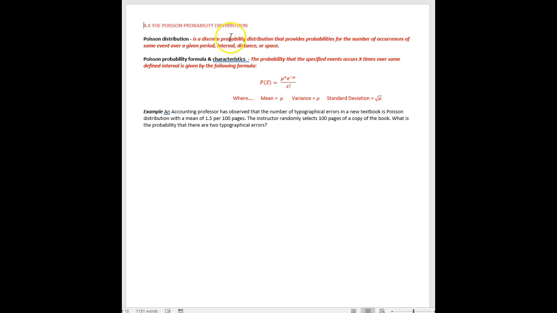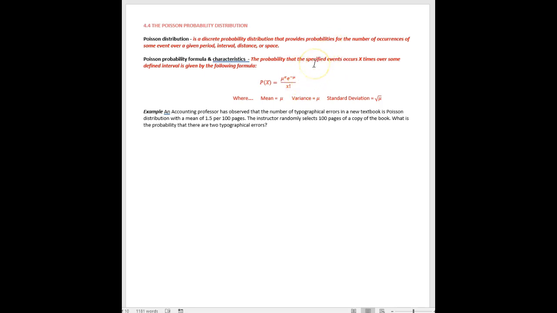Let's get into an example, and we're going to solve this multiple different ways, with multiple different options that you have. Let me also mention that the mean is equal to mu in this scenario, which is simple. The variance is equal to mu, which is also simple. And the standard deviation is, as always, the square root of the variance.